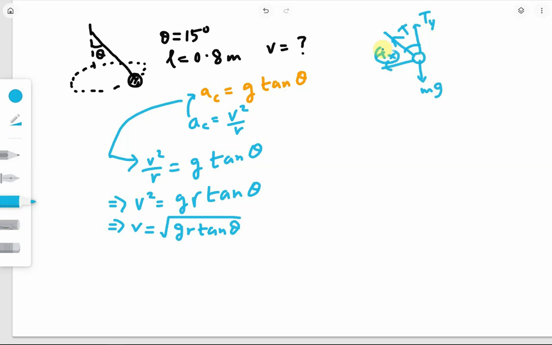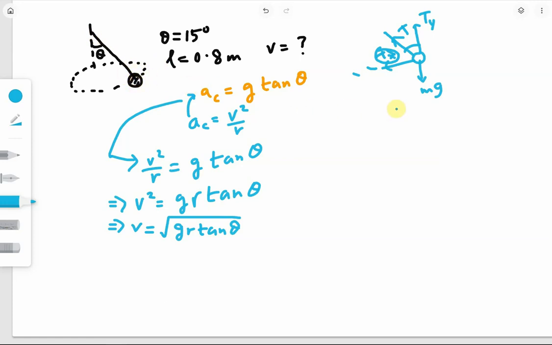Look at the forces in the x direction, Tx. This is the only force in the x direction. This means that this is an unbalanced force which causes this pendulum to always accelerate towards the center of the circle, alright, and hence keeps it moving in a horizontal circle. Therefore, r should be due to the length of this string to which this ball is attached.